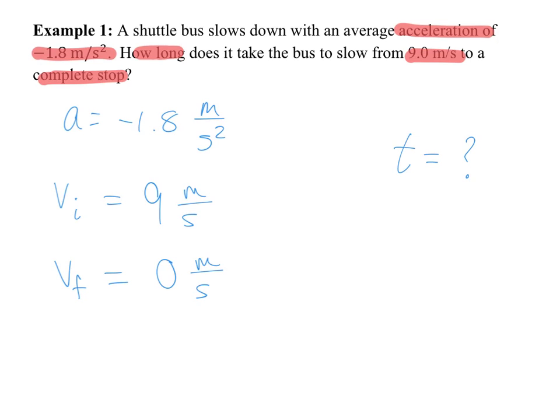Acceleration is negative 1.8. That's highlighted. How long? That means time. 9 meters per second. That's initial velocity. Complete stop. That's final velocity. See what I'm saying? So those are the portions I would highlight and then write down.